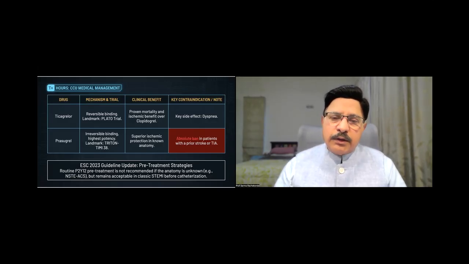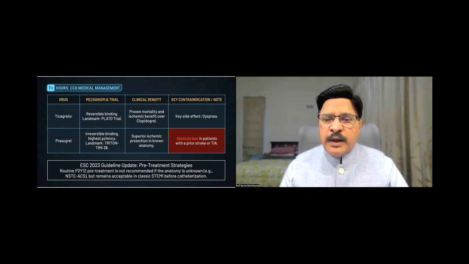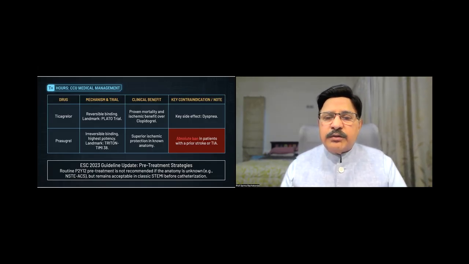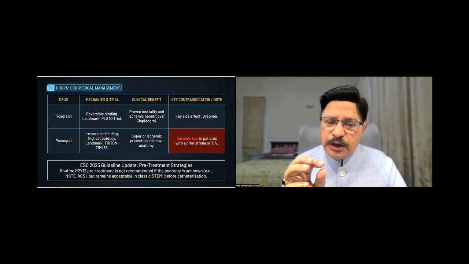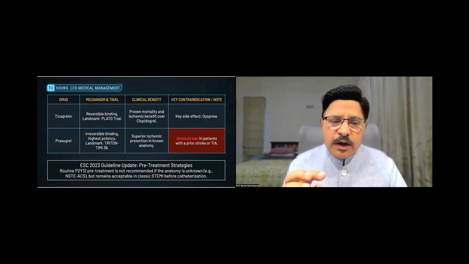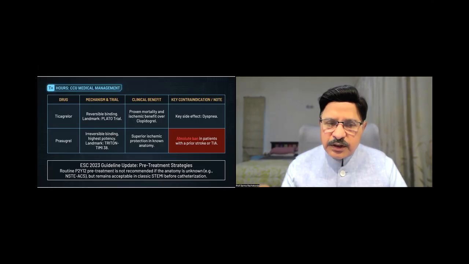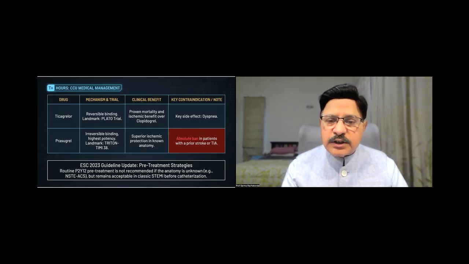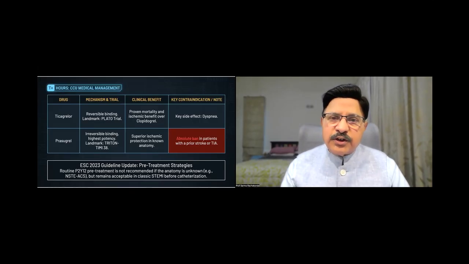Then what is the alternative? Ticagrelor you can give. This is based on the 2023 ESC guideline update on pre-treatment strategies. Routine P2Y12 pre-treatment is not recommended if the anatomy is unknown. You understand? What is that? If the coronary obstruction anatomy is unknown, that means non-ST segment elevation ACS. You don't have to routinely give these drugs, but it remains acceptable in classical STEMI before catheterization.